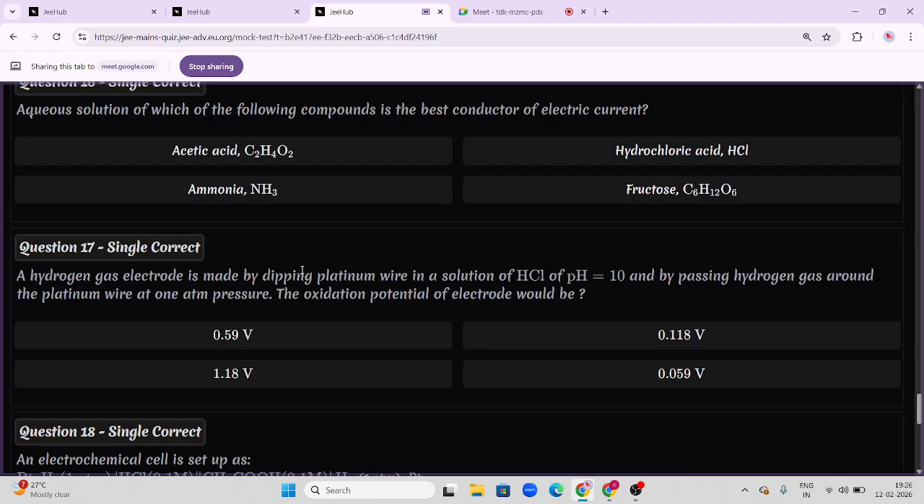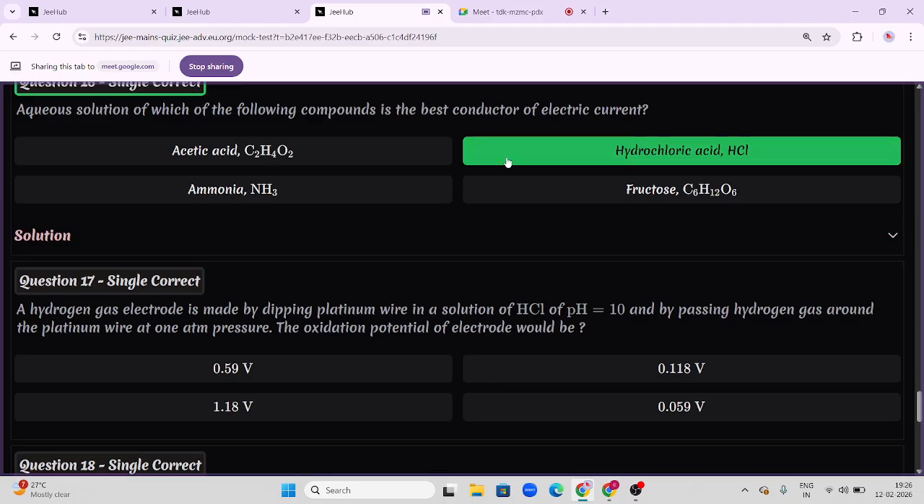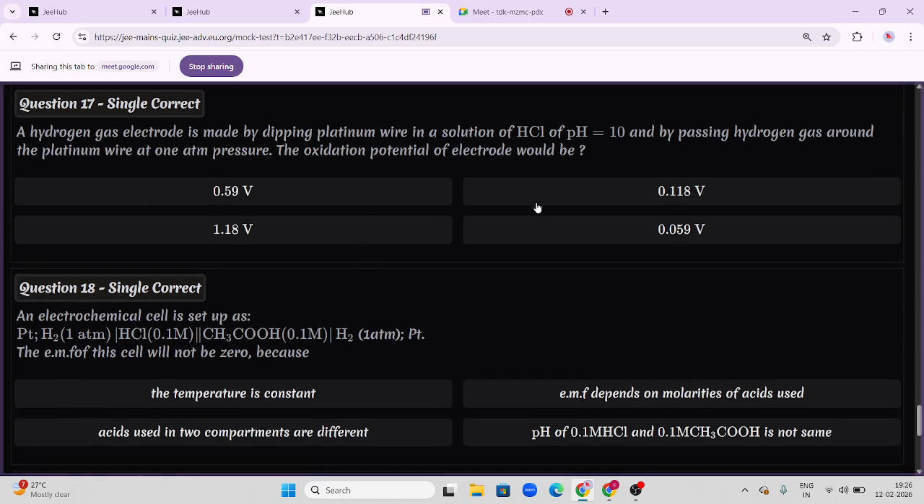Ma'am, second option. Very good. That's the right one here. Aqueous solution of which of the compound is best conductor of electric current? All of them you can see they are undissociatable. Ammonia, fructose. Ma'am, what about acetic acid? It is dissociatable, but it is weaker one. They are asking for the best conductor. So it is HCl.